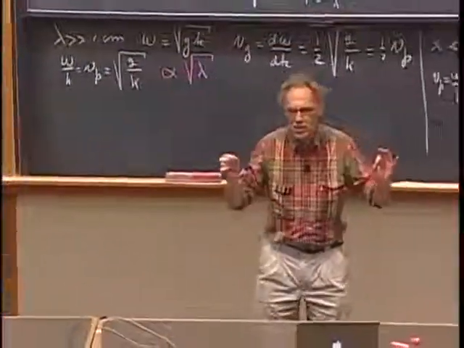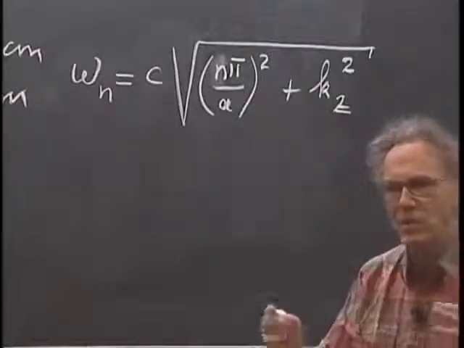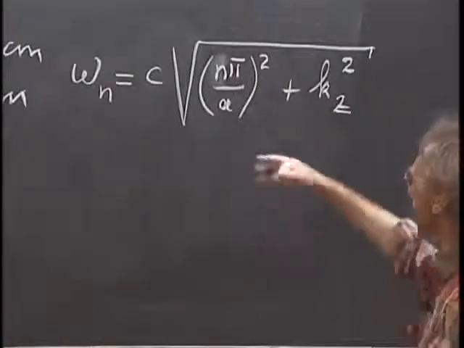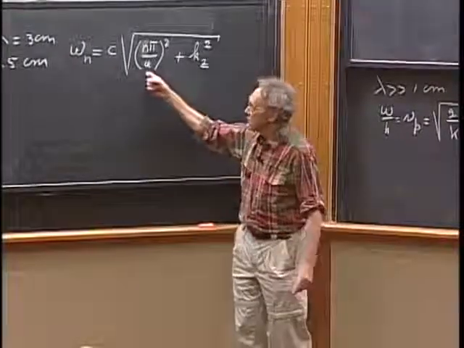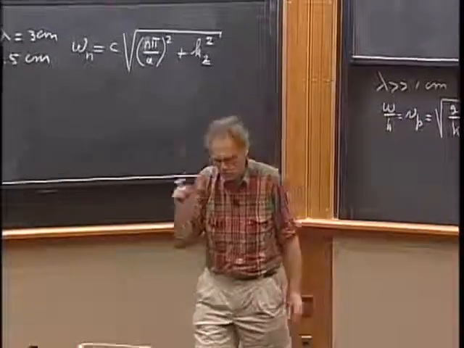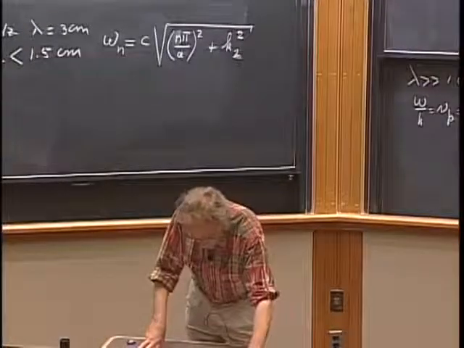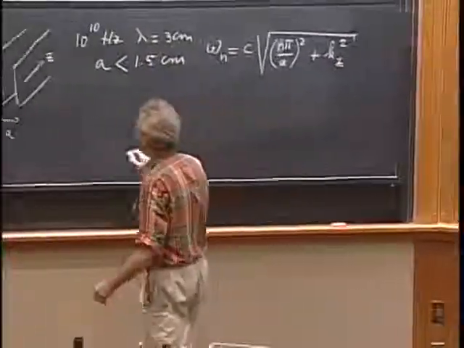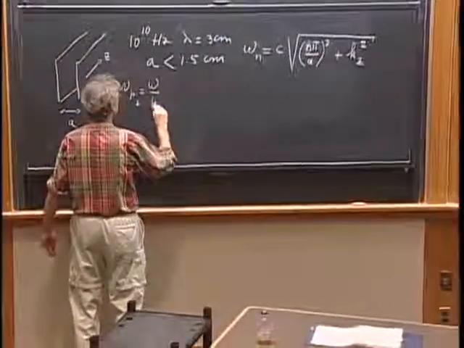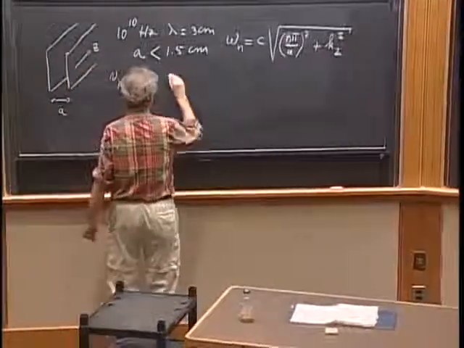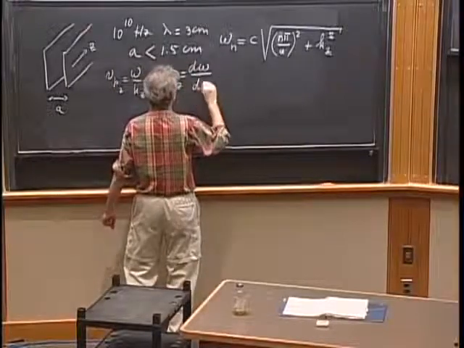Remember when we had a string that was fixed at both ends, we got terms like this. Remember when we had sound in a box, we had n pi divided by L in the x direction, m pi divided by L in the y direction. So you recognize here that it has to do with the boundary condition of the electromagnetic radiation without exactly understanding why it is the way it is. And so the phase velocity, v phase, in the z direction is omega divided by kz, and the group velocity in the z direction is d omega d kz.